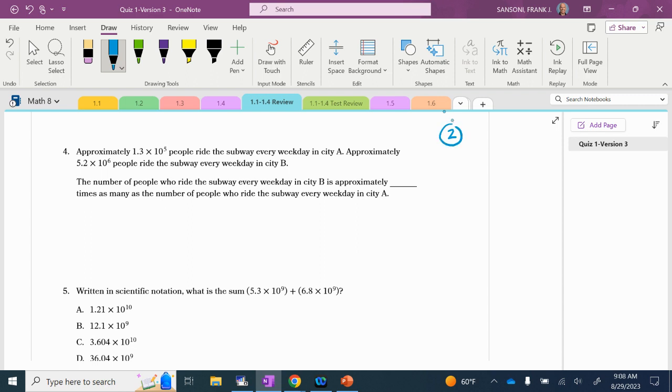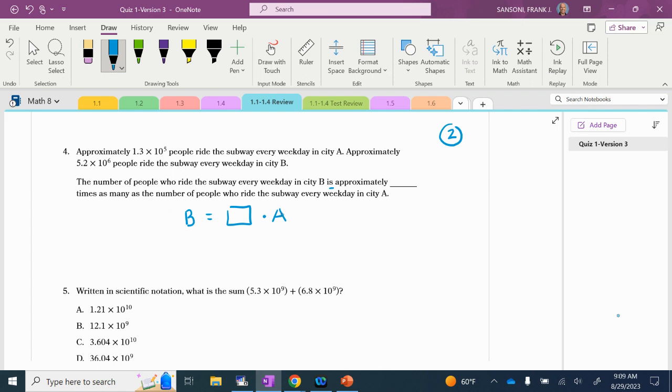It says approximately 1.3 times 10 to the fifth people ride the subway every weekday in City A. That's in scientific notation. Then approximately 5.2 times 10 to the sixth people ride the subway every weekday in City B. Also in scientific notation. Then it sets up the problem like this. The number of people who ride the subway every weekday in City B is how many times the number of the people that ride the subway in City A.